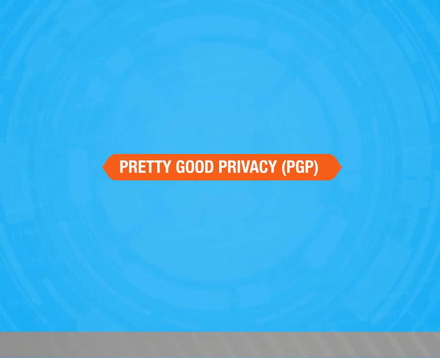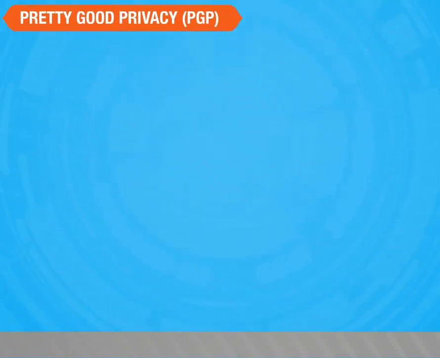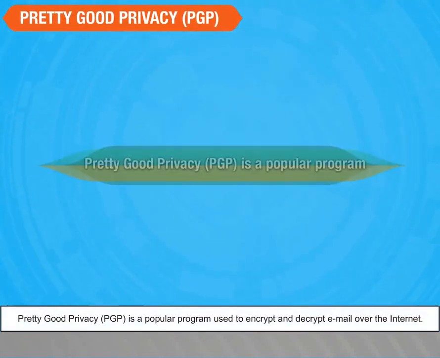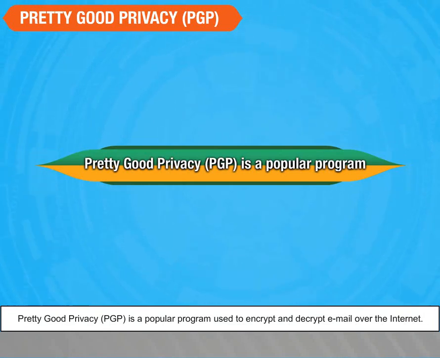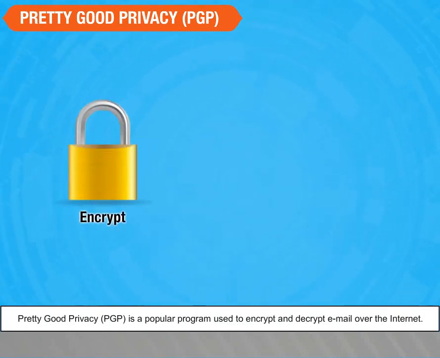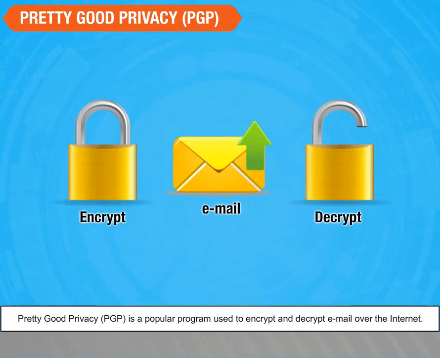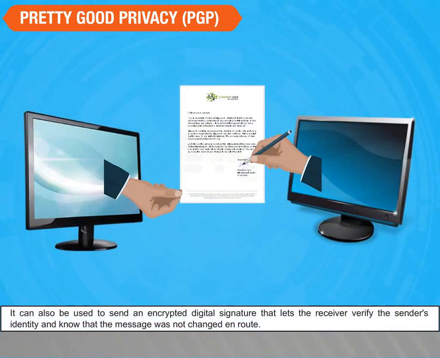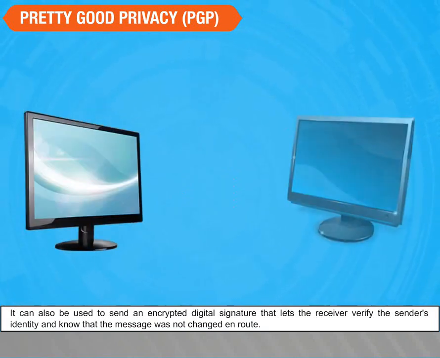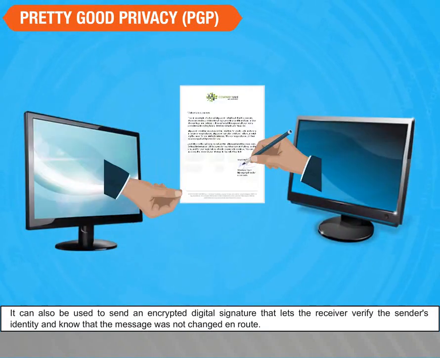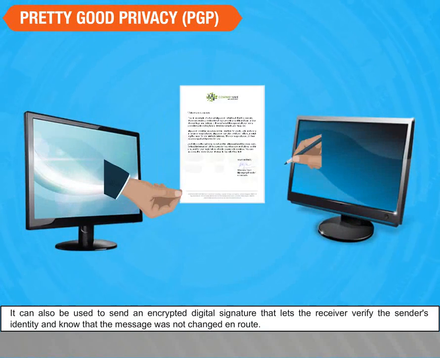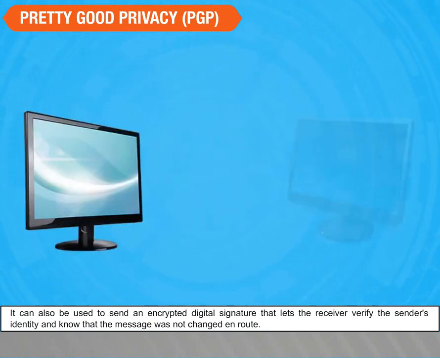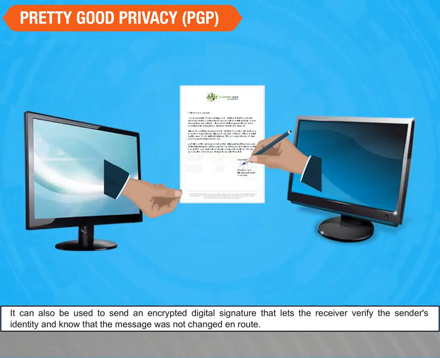Pretty Good Privacy (PGP). Pretty Good Privacy (PGP) is a popular program used to encrypt and decrypt email over the internet. It can also be used to send an encrypted digital signature that lets the receiver verify the sender's identity and know that the message was not changed en route.